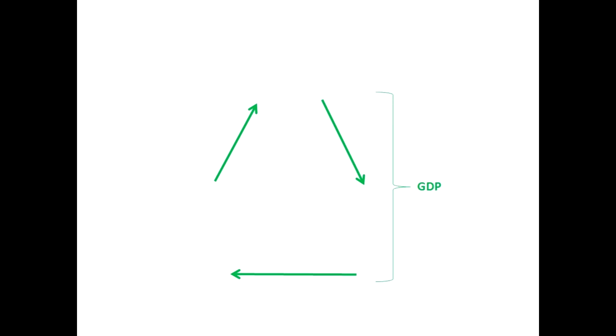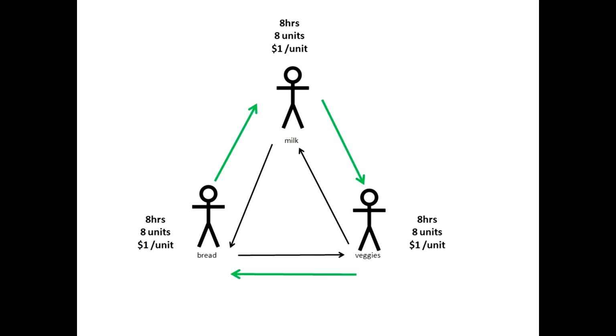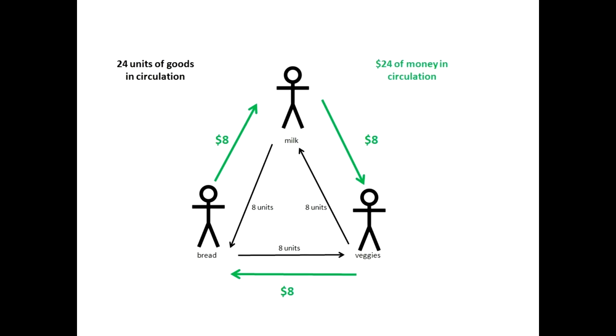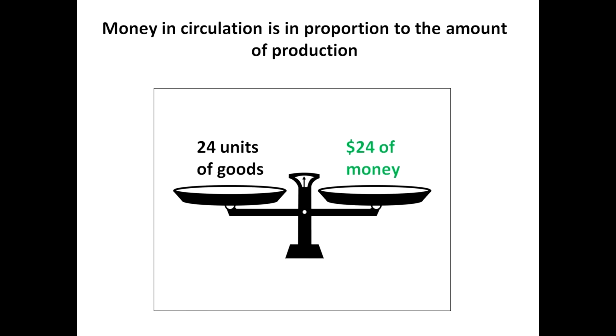In our example, each person is working 8 hours and produces 8 units of goods, which they want to sell. They are happy to receive $1 per unit for their goods. In order for all their production to be sold, each customer has to have $8 in order to purchase all the goods. So in order to have all 24 units of production being consumed around the economy, there must be $24 circulating in the economy.